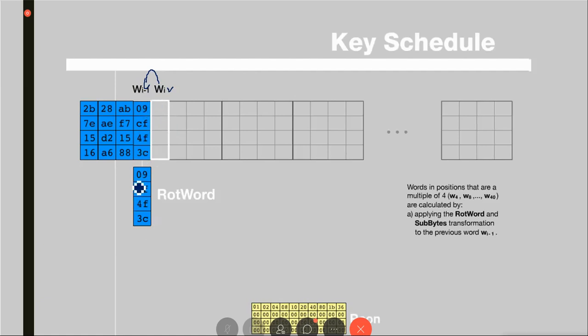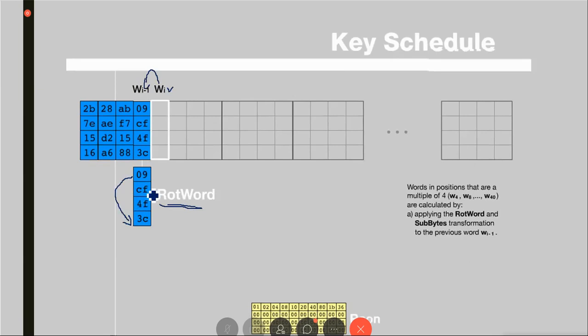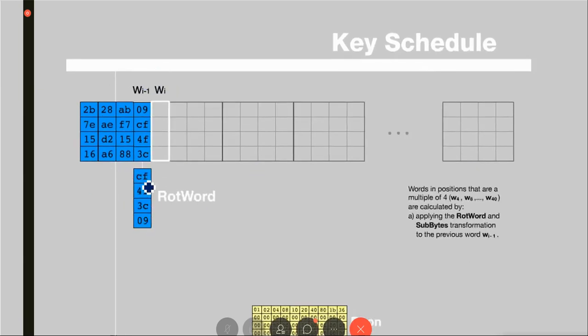You choose it, but once chosen, do not directly operate on it. You have to do something called a rotate word. It is just an up shift: a single up shift, so the top byte goes to the bottom. So simple, a rotate word. 09 goes down, so CF, 4F and 3C go up and 09 comes down. So you perform a rotate word.